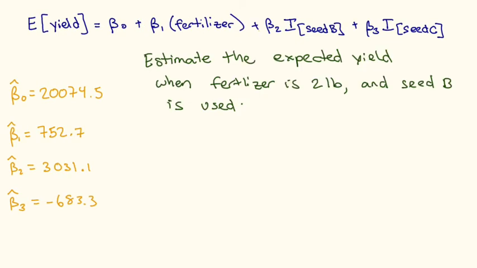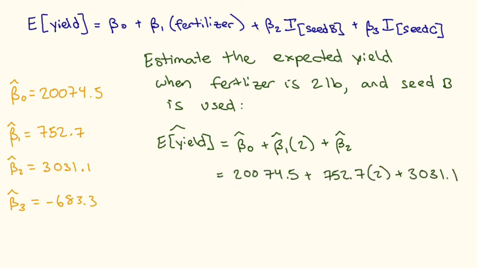If I wanted to estimate the expected yield when the fertilizer is 2 pounds and seed B is used, all I have to do is plug in the right covariates. So my fertilizer is 2 pounds per acre, and seed B, so the seed C part goes away. I plug in my estimators and I get my estimate.